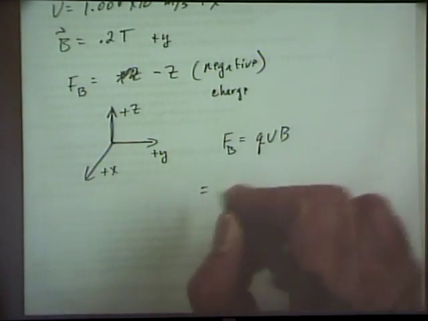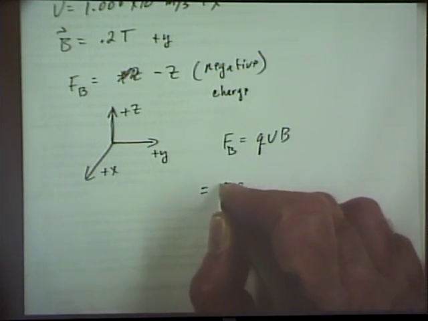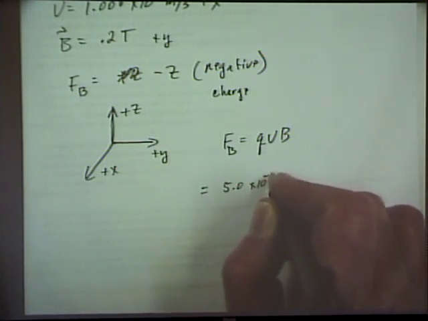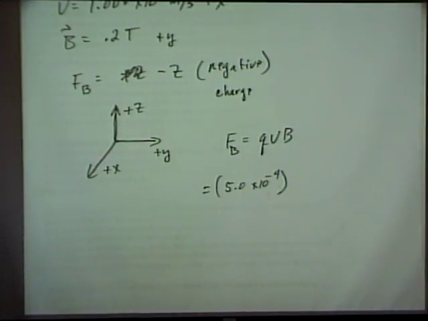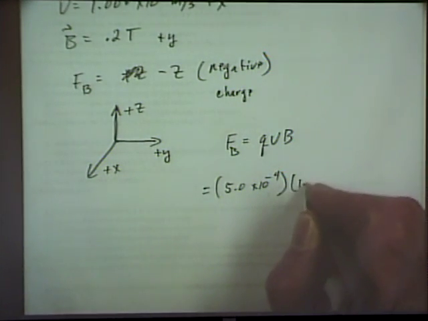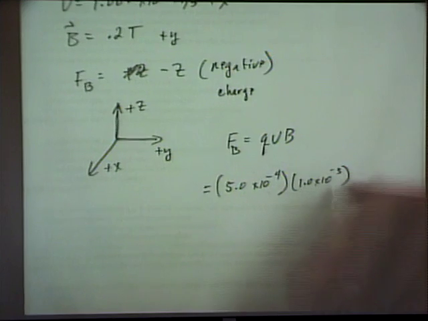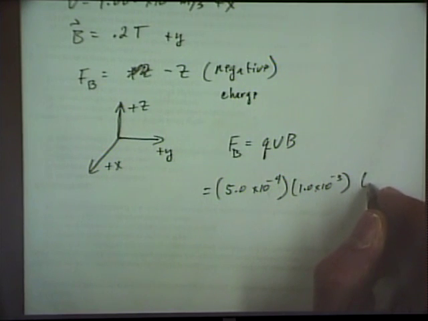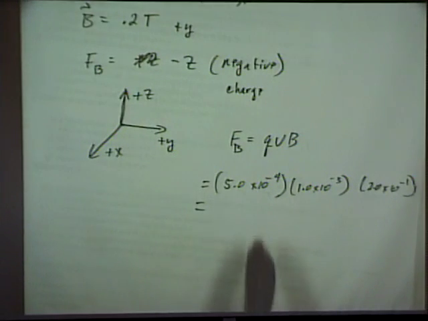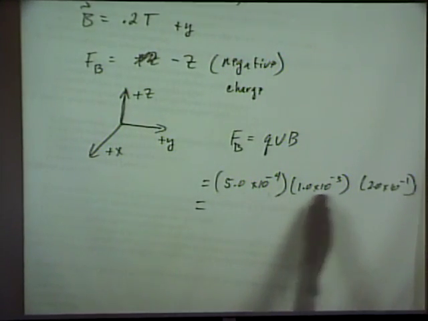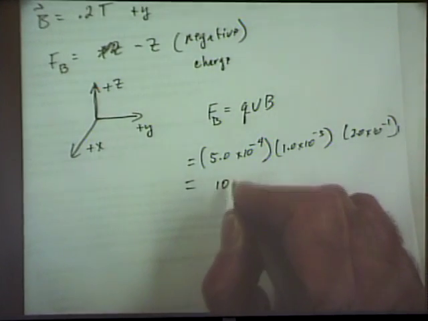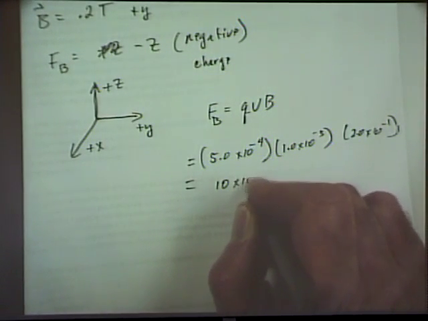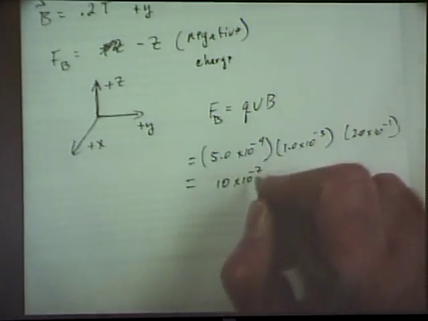This is just 5.0 times 10 to the negative 4. Notice it just asked for the magnitude, so I'm just going to give a positive number here, times 1.0 times 10 to the negative 3, times B, which is 2.0 times 10 to the negative 1. So I can multiply 5, that's 10 to the negative 7. 10 to the negative 8, actually.